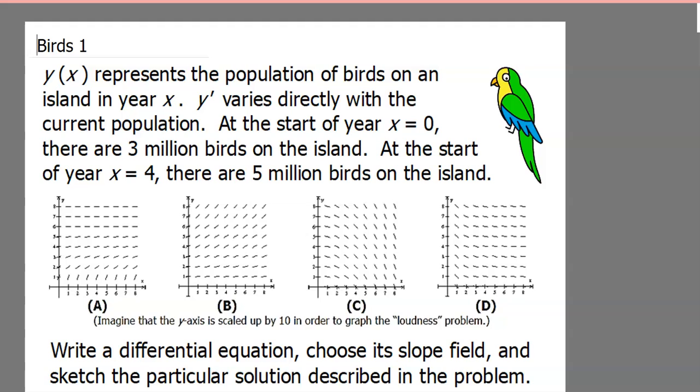x. Y prime varies directly with the current population. Essentially, the more birds there currently are, the more birds there will be tomorrow. At the start of year x equals 0, there are 3 million birds on the island, and at the start of year x equals 4, there are 5 million birds on the island.